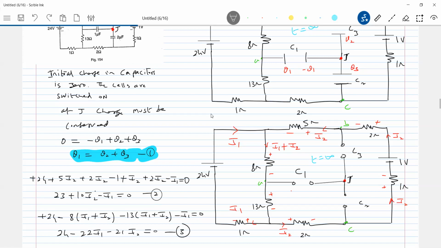So solving 1, 2, 3 will get Q1. First, I think solving 2, 3 will get I1, I2. After getting I1, I2, then we have to calculate VAB. How to calculate VAB? Writing the loop equation again, then we'll get Q1.